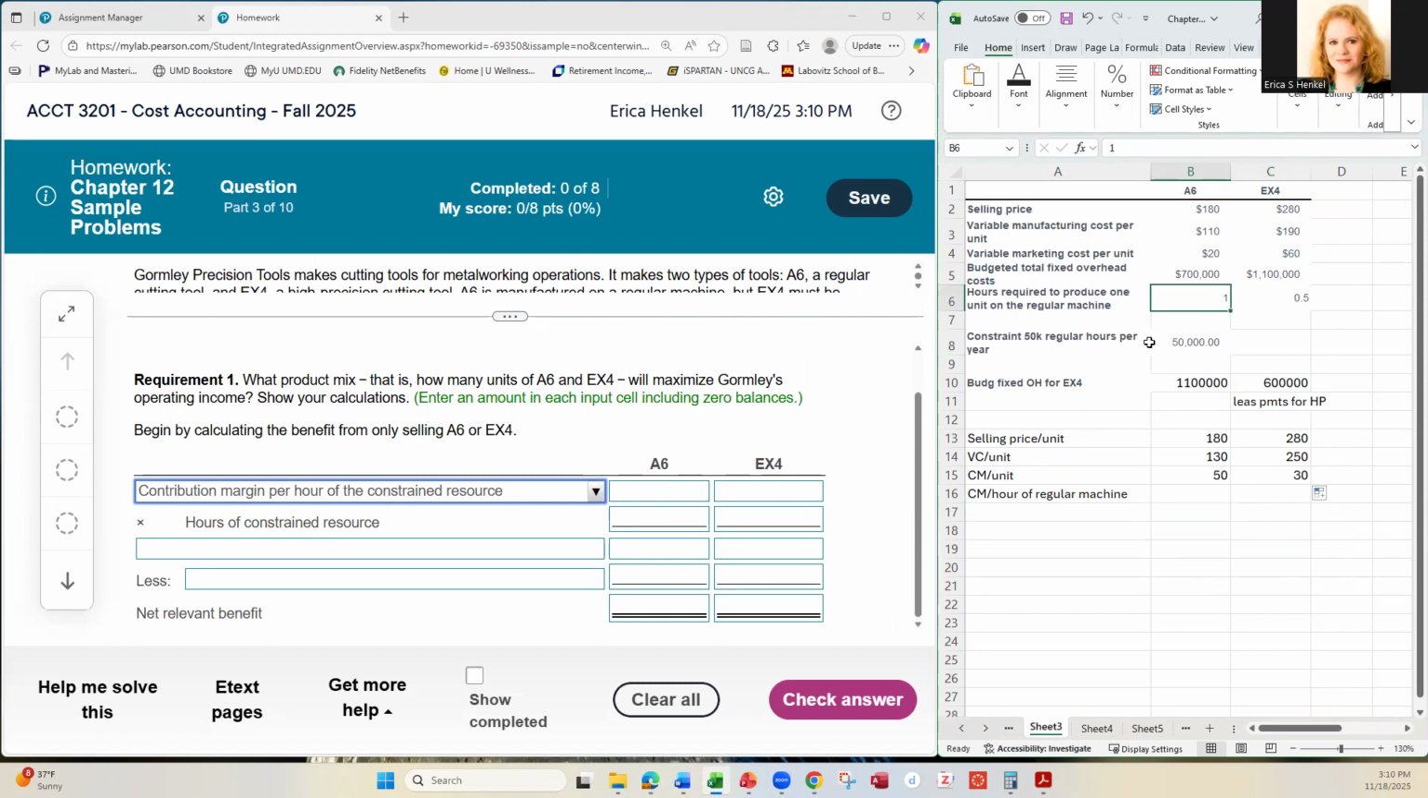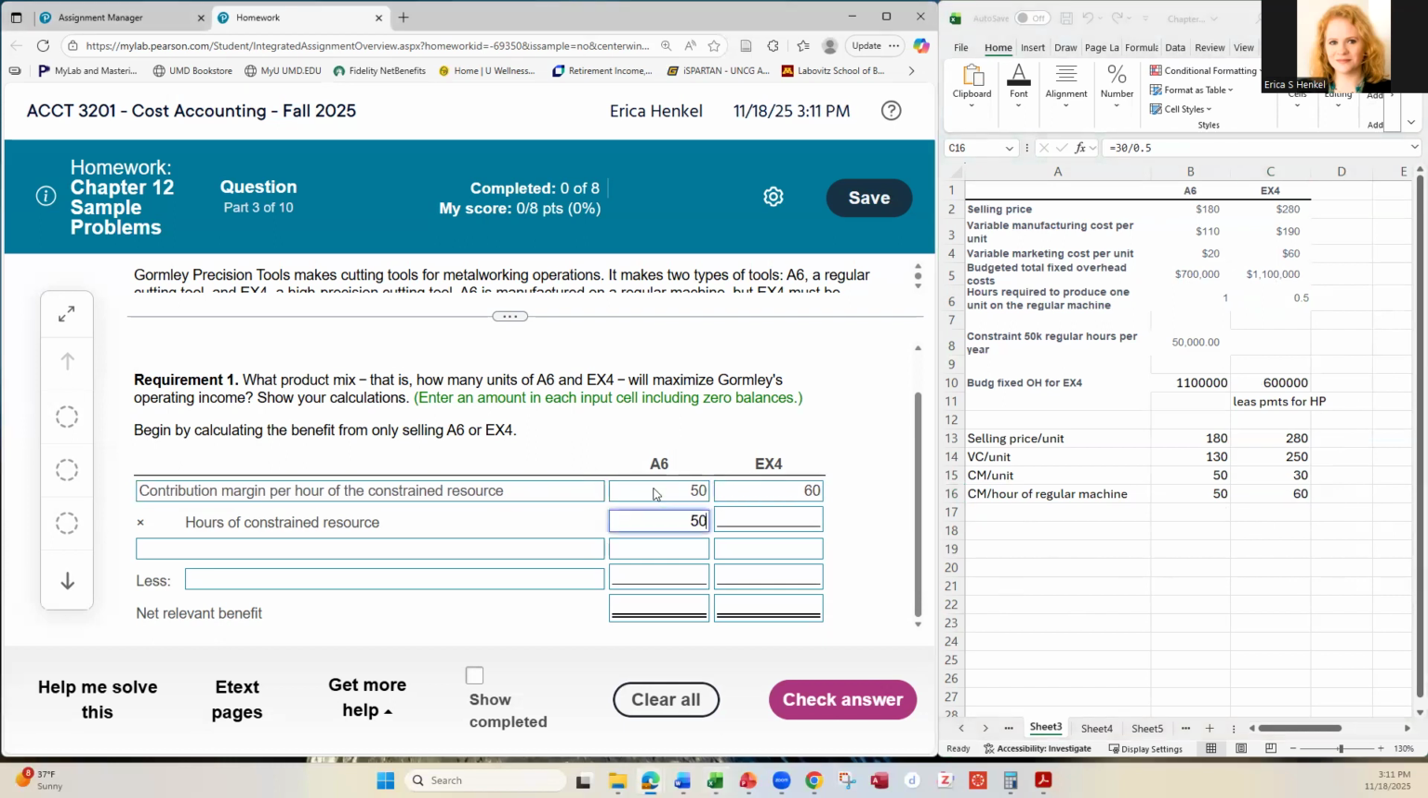Now, 1 hour per unit means that it will effectively be 50 divided by 1, which is 50. And here we've got 30 divided by 0.5, because it takes half an hour for each of these. So 2 per hour, that makes sense, right? So that gets us a contribution margin per hour for that regular machine of $60. All right, so we're going to plug that in over here.